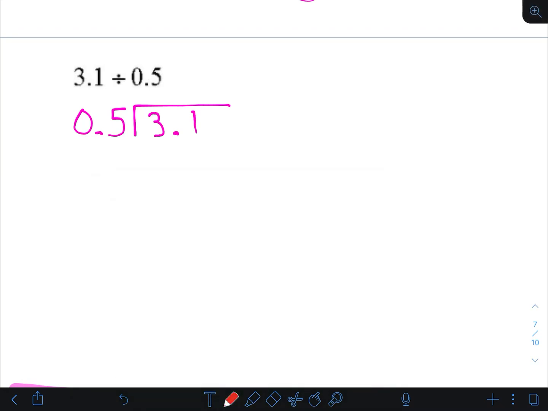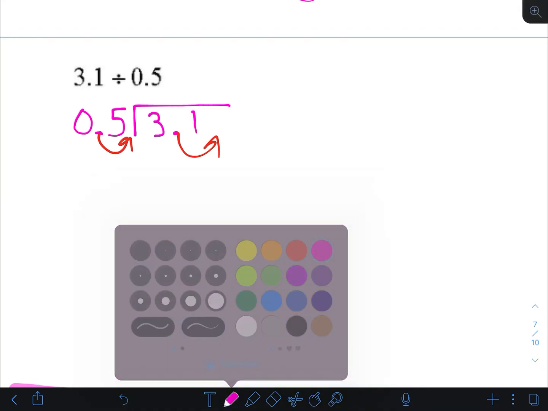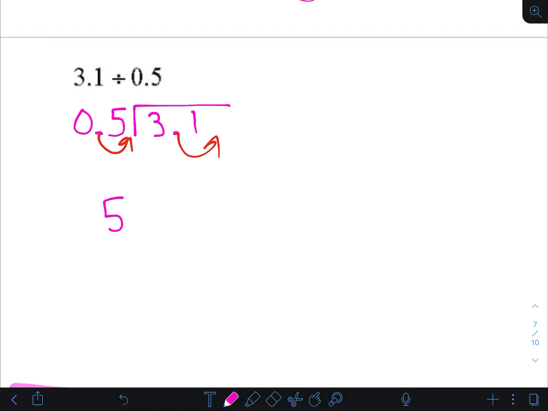You need to move this decimal point over 1, because it can't be on the outside, and then you got to move this decimal point over 1. So then what you get is 5 into 31 with that decimal point. And that is going to be so helpful. Okay, so let's take a look.